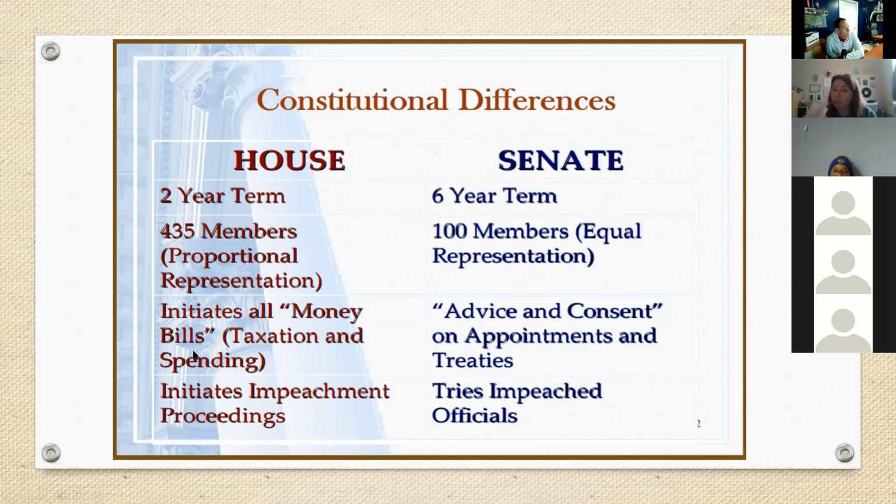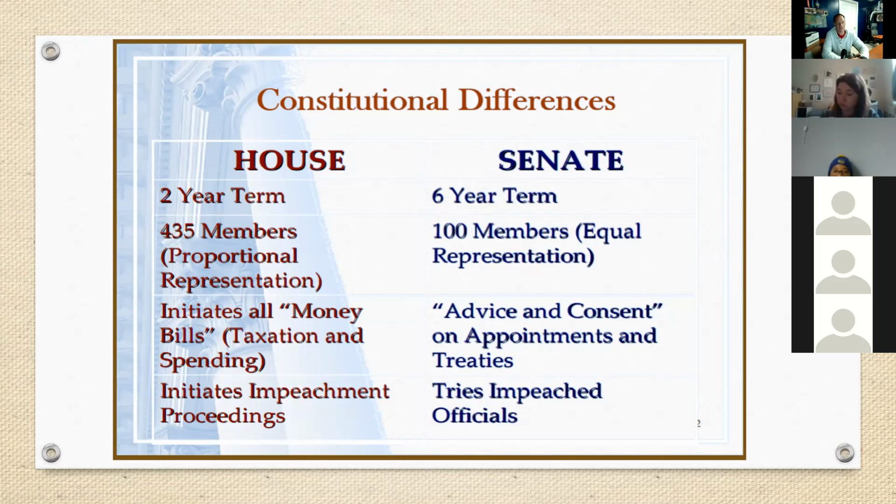They initiate all money bills. So any kind of taxing, any bill that spends money or collects money has to start in the House of Representatives, which are most of the bills. Very few bills don't collect or spend money, so almost every bill starts in the House of Representatives. And the House also initiates impeachment proceedings.